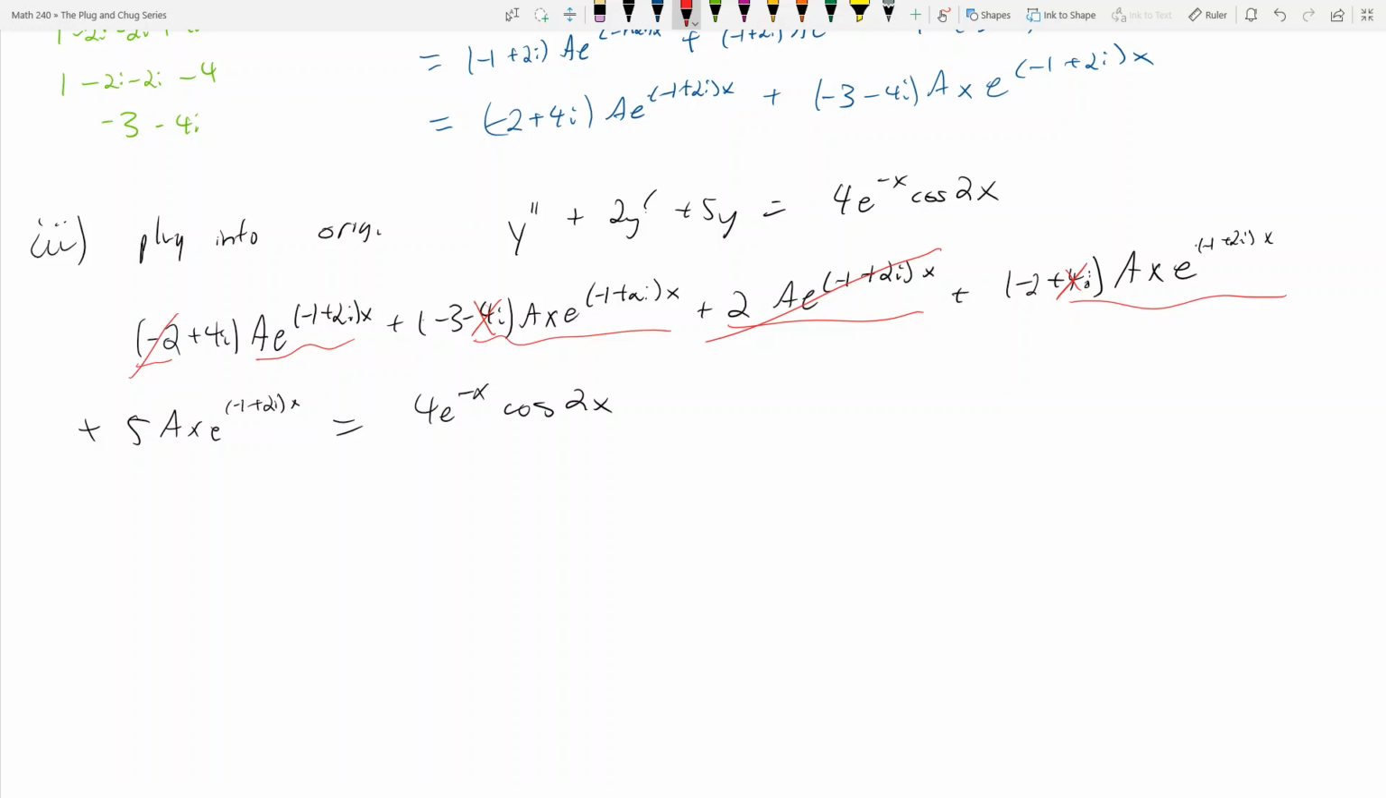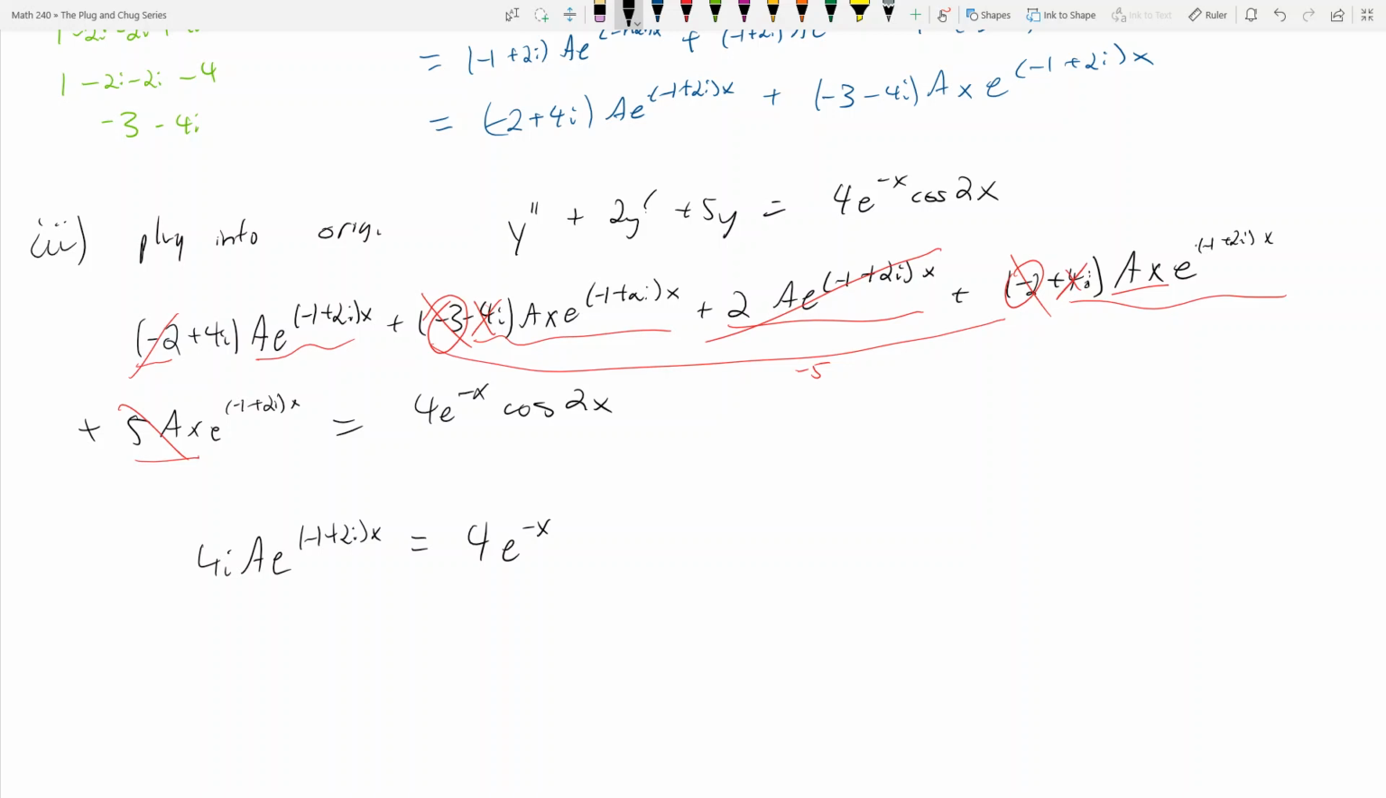So here I got negative 3ax, and then minus 2. So these guys give me a negative 5, and then here I have a positive 5 ax e to the negative 1 plus 2ix. So here I got negative 5ax, and here I got a positive 5ax. So this guy kills this guy and this guy together. And all I'm left with then is positive 4i. So I'm left with 4i a e to the negative 1 plus 2ix is equal to 4e to the negative x cosine 2x.